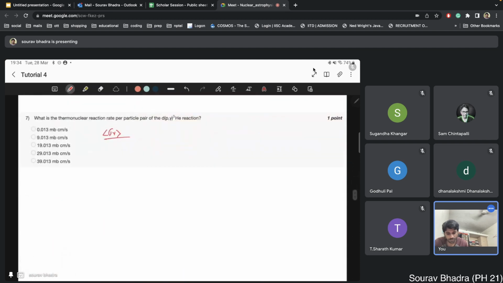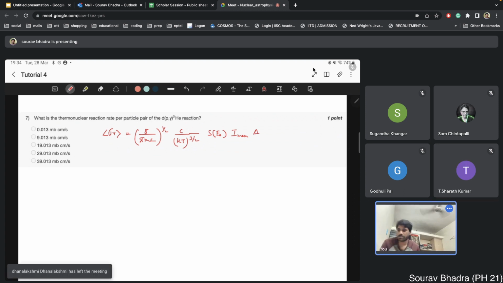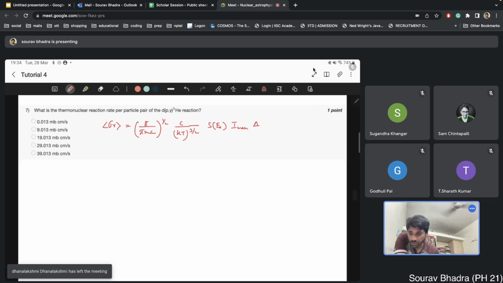So sigma v, you can write it as (8/π m)^(1/2) (c/kT)^(3/2). It is just some algebraic manipulation, you can do it yourself, but if you cannot, just let me know, I will do it in the next class. Okay, so this is your sigma v.